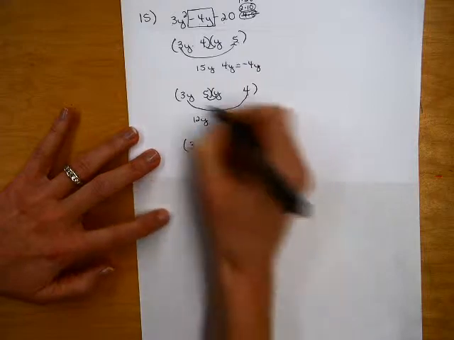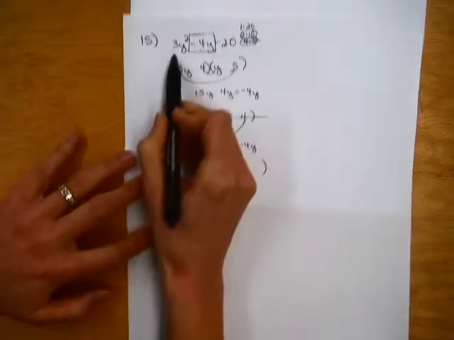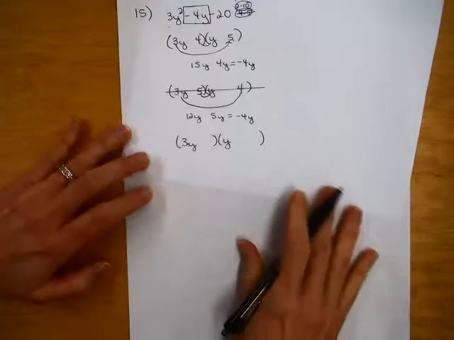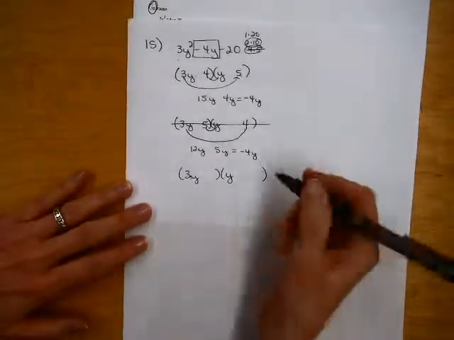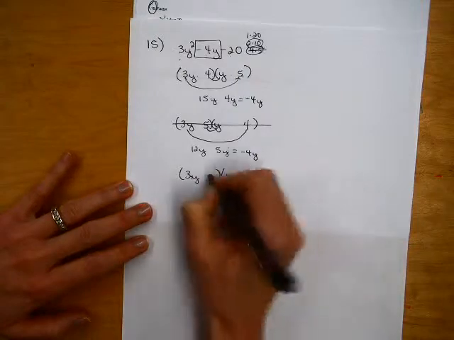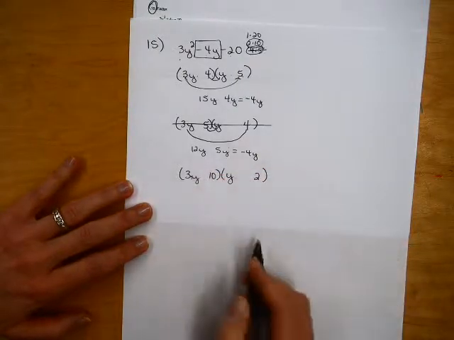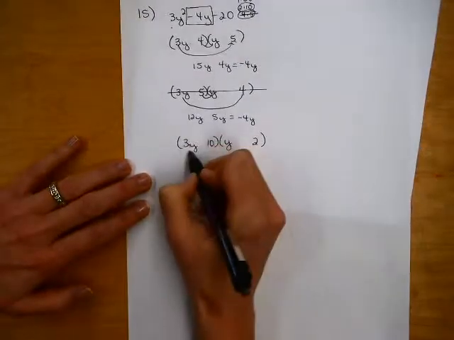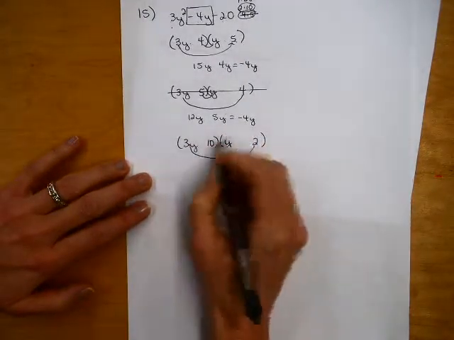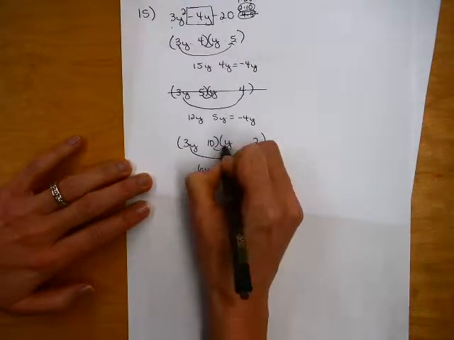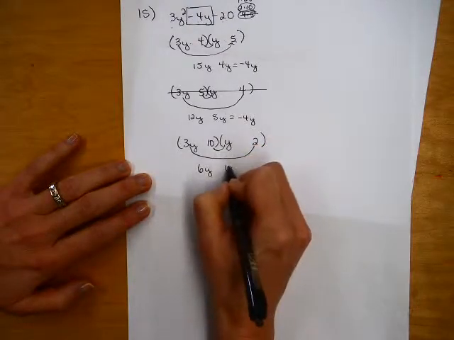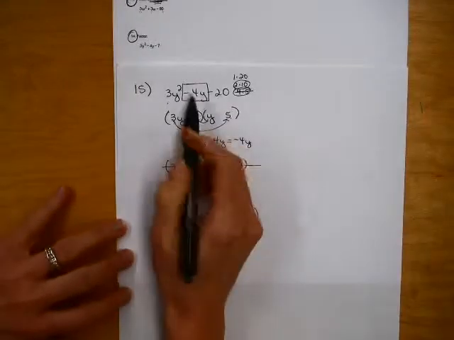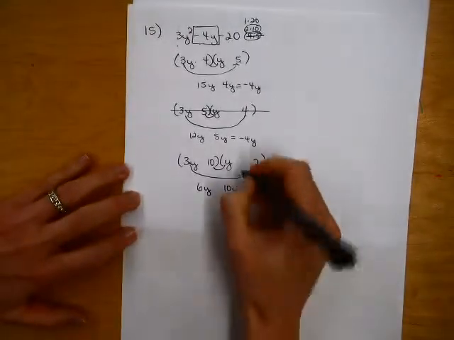So still again, starting with 3y times y gives me 3y squared. And this time I'm trying 10 times 2. So if I put the 2 here and the 10 here, 10 times 2 still gives me this 20. And I do outer times outer, 3y times 2 is 6y. Inner times inner, 10 times y is 10y. And again, we're trying to get these two to give me this middle term, negative 4y.